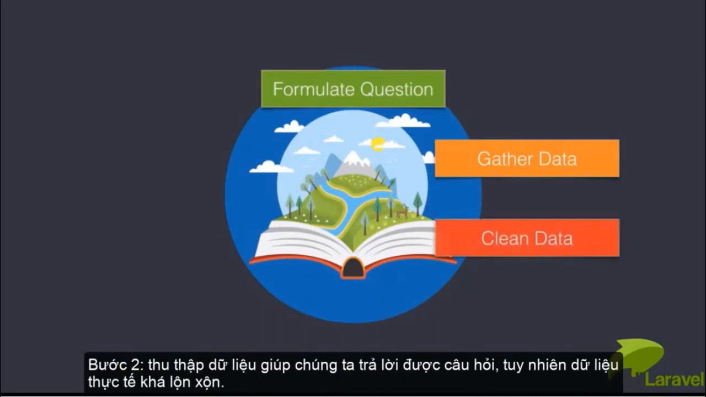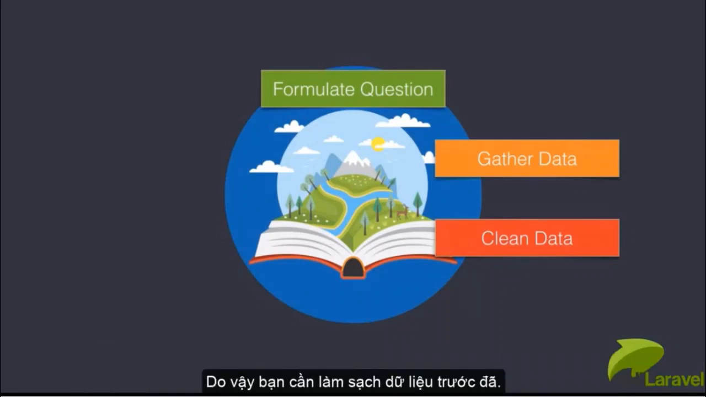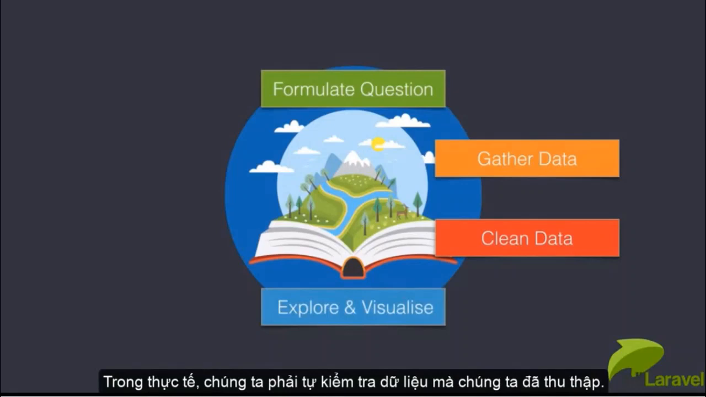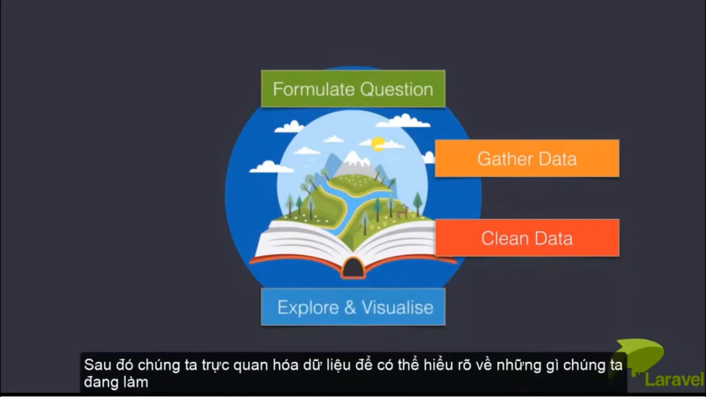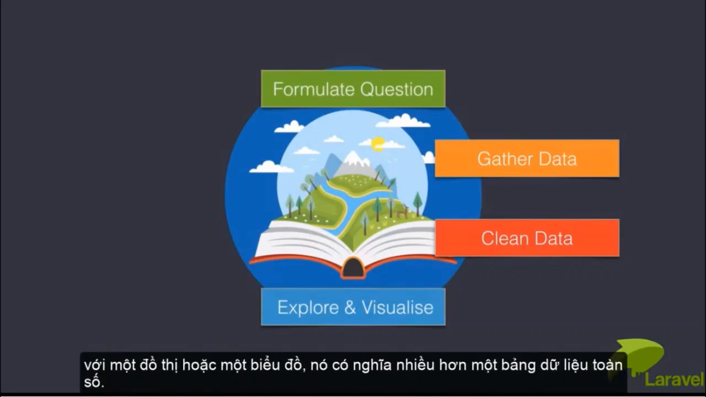But real-world data is also messy, so we have to clean the data. We have to look out for missing data or incomplete data. We have to look out for errors and even bad formatting. In fact, we have to explore the data that we've gathered. And often this means visualizing the data so that we can better understand what it is that we're working with. A graph or a chart is much more helpful than a table of numbers.